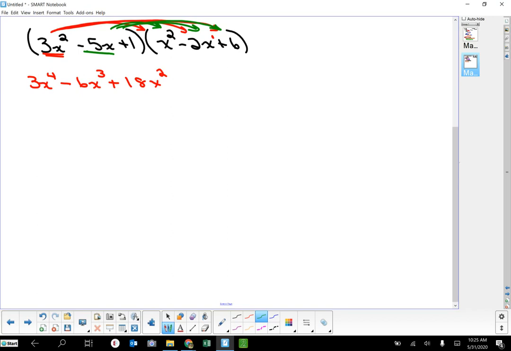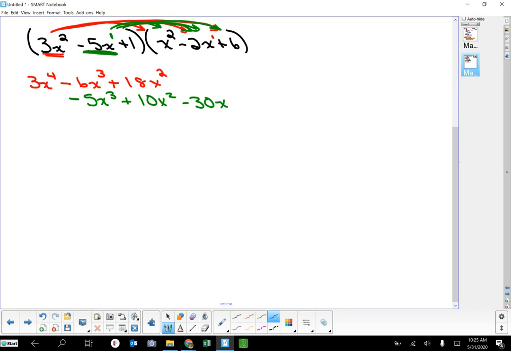All right, again, when I do these, I'm going to line up similar terms. So this 5x, the negative 5x here, has an x to the first power. It's getting multiplied by an x squared. So that's going to be a minus 5x cubed. And then negative 5x times negative 2x is a positive 10x squared. And then negative 5x times positive 6 is a minus 30x.